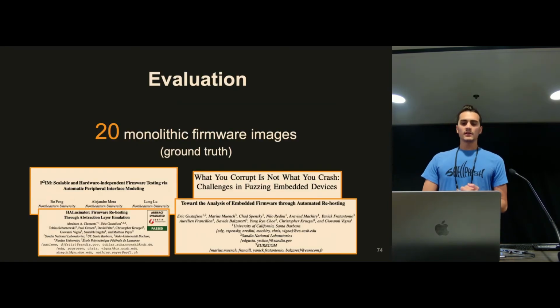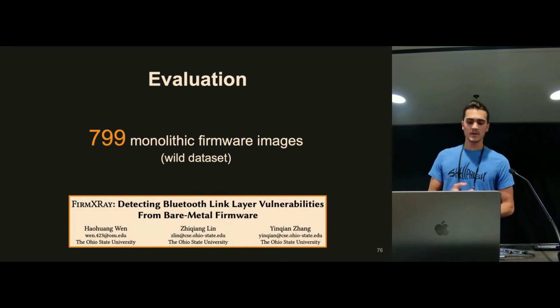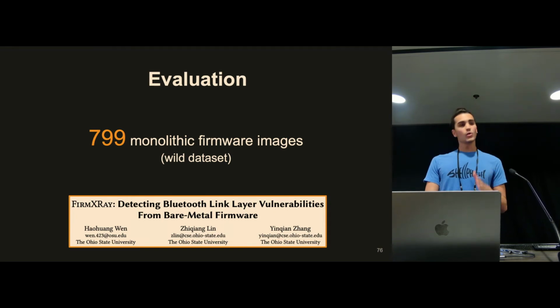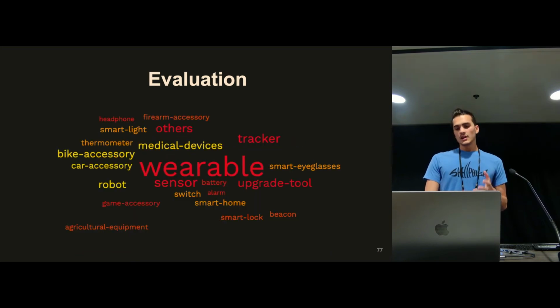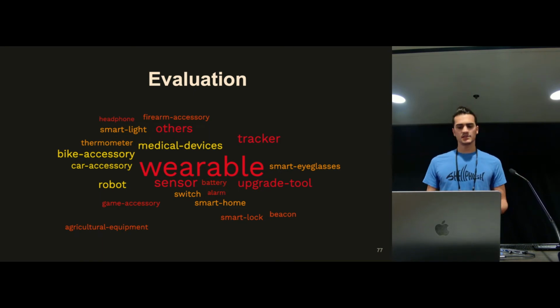So we evaluated our HML identification pipeline against, first of all, a ground truth of 20 monolithic firmware images from previous work. And when everything looks good, we scale our analysis over 799 monolithic firmware images that we call the wild dataset, coming from a very recent paper in the area. Specifically, I call it the wild dataset because it is extremely heterogeneous. There is firmware coming from different kinds of domains, so wearables, sensors, medical devices. It's very, very diverse, and we like it a lot because it's so heterogeneous, so it can give us some insight on the problem we're trying to solve.